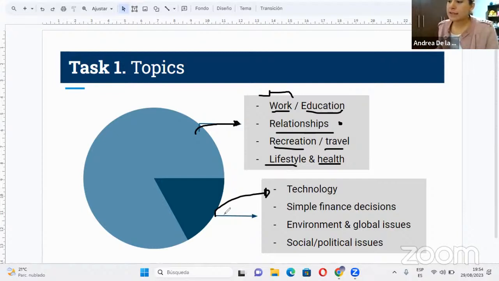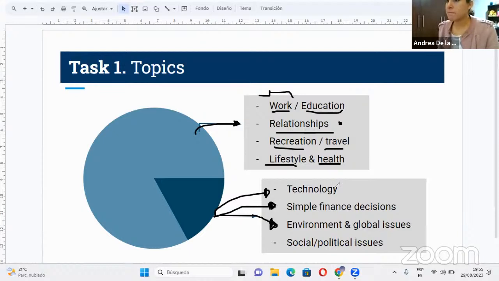Then you have finance decisions, very simple finance decisions. So if you won the lottery, would you save the money or would you spend it right away? Let's say. Do you think that it's a good idea to save 5% of your salary every month? That type of question. Then the environment, something that sometimes appears, like, let's say, do you think that carbon emissions should be forbidden? Do you think that private cars should be allowed in cities?